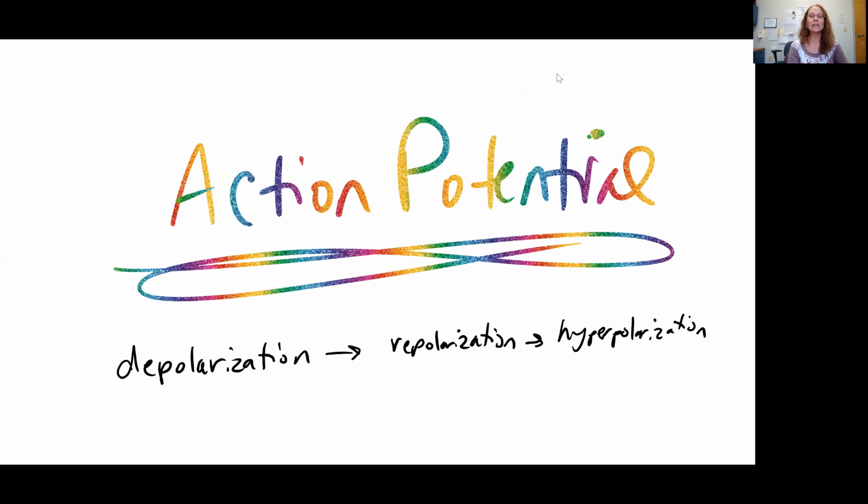Graded potentials lead to action potentials, which is the topic for our next video. The action potential is a cycle of depolarization, becoming more positive, repolarization, moving back to resting, and then hyperpolarizing, becoming even more negative than resting.